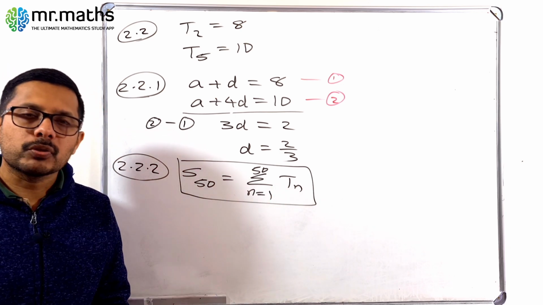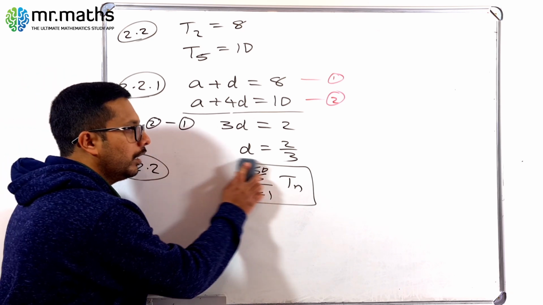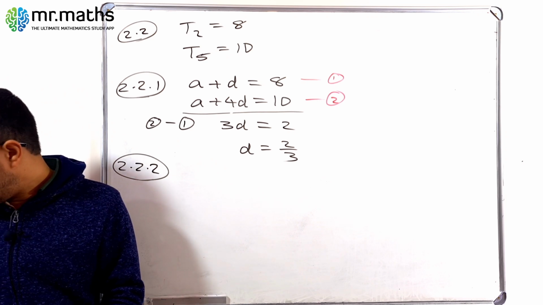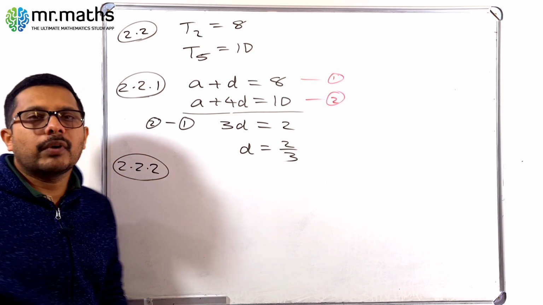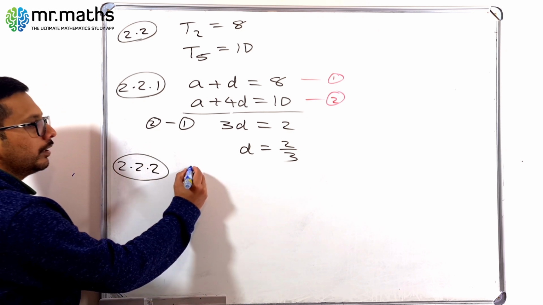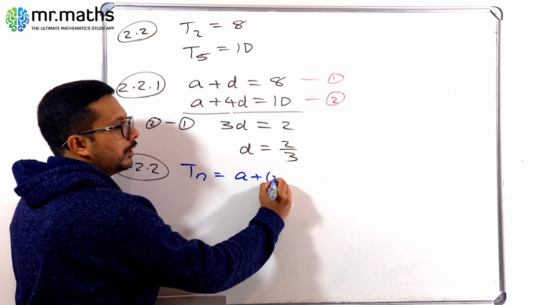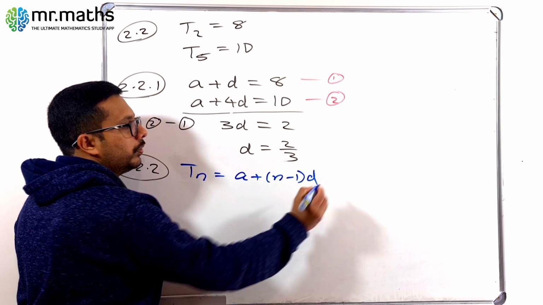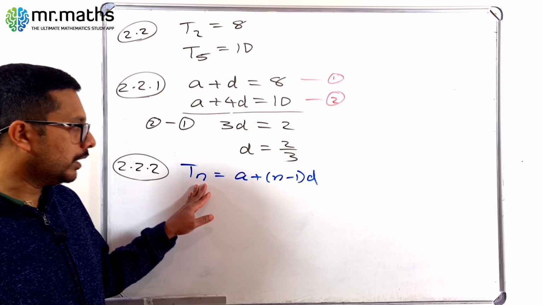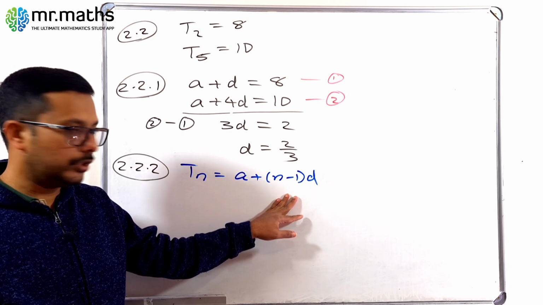What type of sequence is this? Is this an arithmetic sequence? Am I right? In the case of an arithmetic sequence, what is the nth term, Tn? Tn is equal to, what is the formula? a plus n minus 1 into d. In the case of an arithmetic sequence, this is the formula to find the nth term: a plus n minus 1 into d.